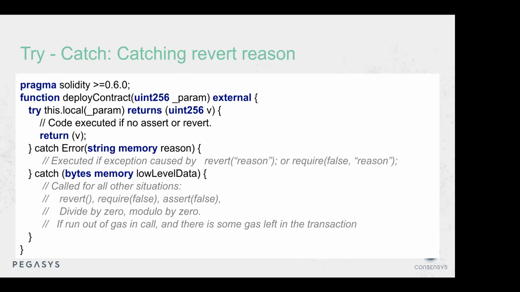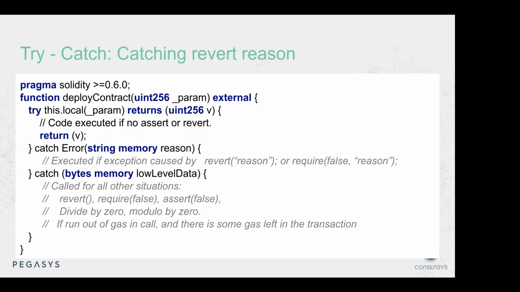There's also catching of the low-level data, so that's associated with an assert or revert. I know I've tried using that particular part of the feature, and I was not able to actually see anything. I was always seeing a 0 length bytes value. So maybe I was doing something wrong, but I don't think so.